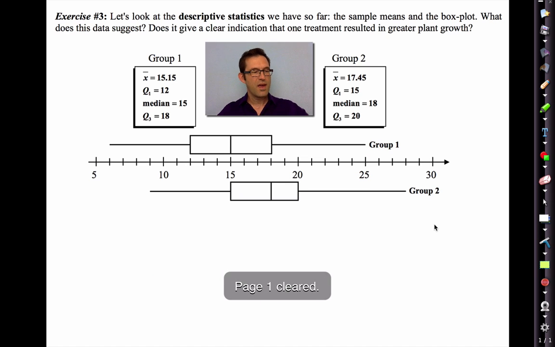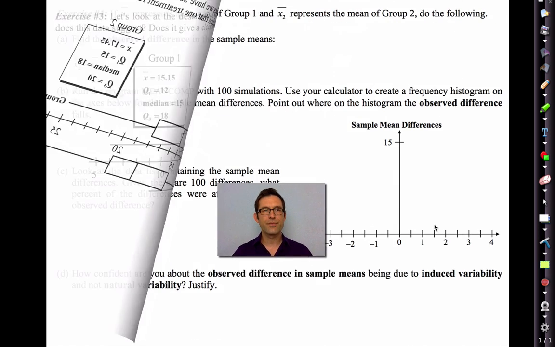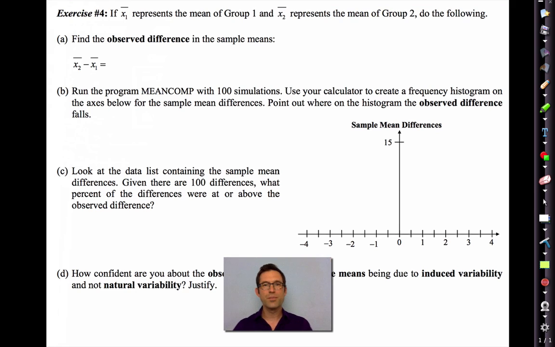All right. Now, ultimately, what we're really trying to do now is figure out how much of the difference in the sample means could be attributed to the natural variability and how much is attributable to the treatment variability, or the induced variability. All right? So that's what we're going to be looking at in this final simulation.